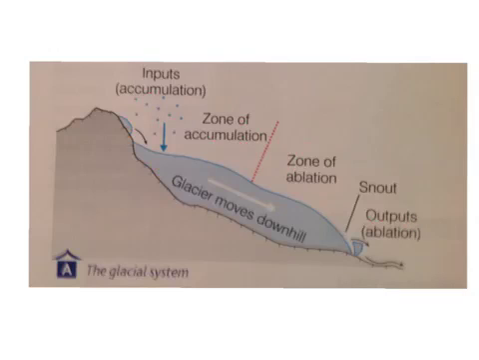Now ablation mostly involves melting. This is likely to occur near the snout, which is this bit down here, the snout, or the end of the glacier, where the air temperature is higher, particularly in the summer. So as you can see, the zone of accumulation is very high, so in the top of the mountains here, and as the glacier moves downhill, the air temperature is going to be rising. So down near the snout, the temperature is at its warmest and can potentially be melting that ice.